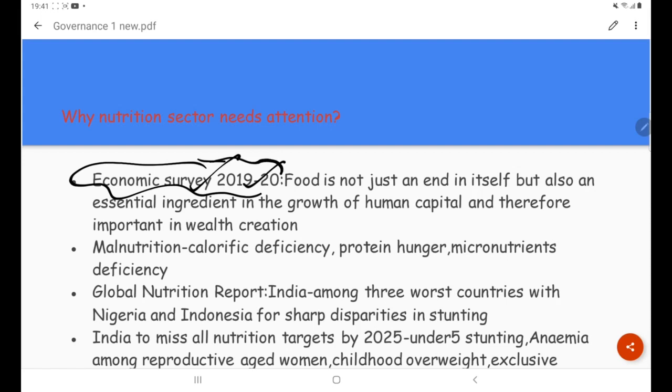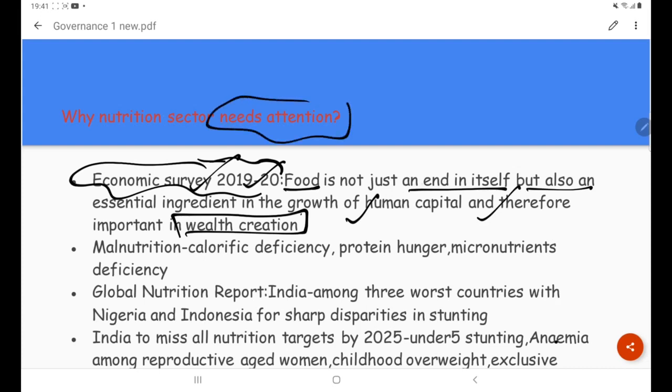So here, Economic Survey 2019-20 has given a definition for food: food is not just an end in itself, but also an essential ingredient in the growth of human capital and therefore in wealth creation. In this definition itself, the need for intervention is underlined. Why? Because it is not an end, it helps in wealth creation. So here itself you are getting 2 points.